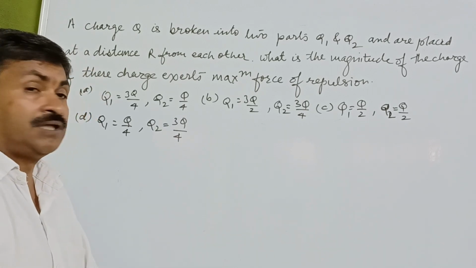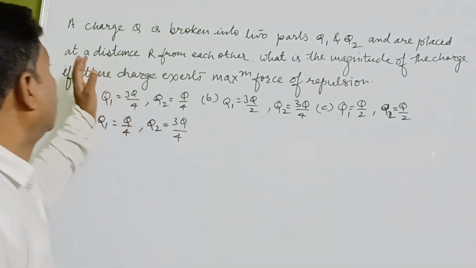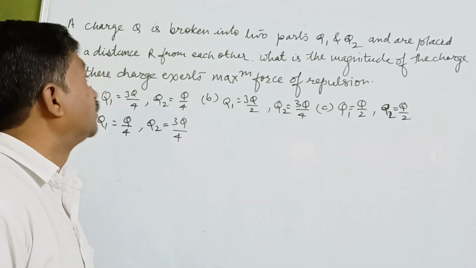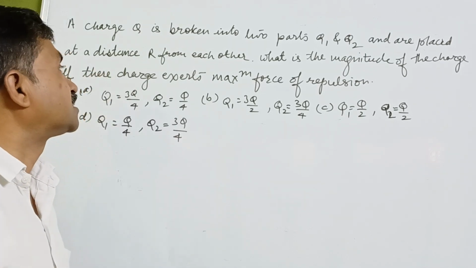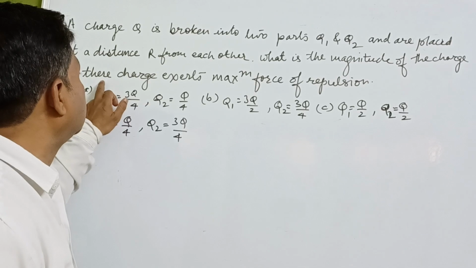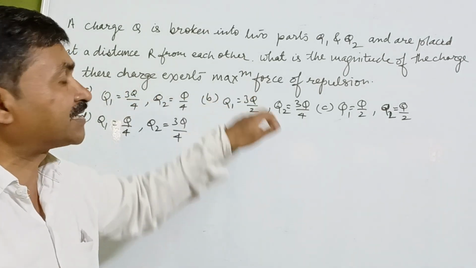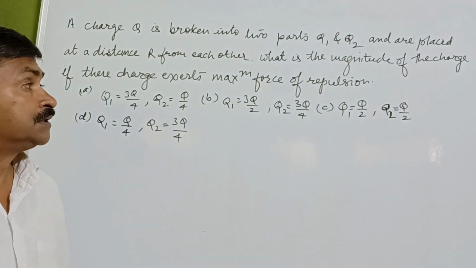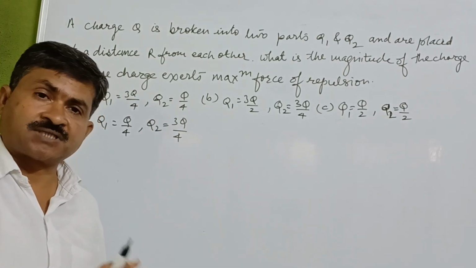Now, if we go through the numerical: a charge Q is broken into two parts, Q1 and Q2, and they are placed at a distance from each other. What is the magnitude of the charge if these charges exert maximum force of repulsion? Now, it is a question based on electrostatics.